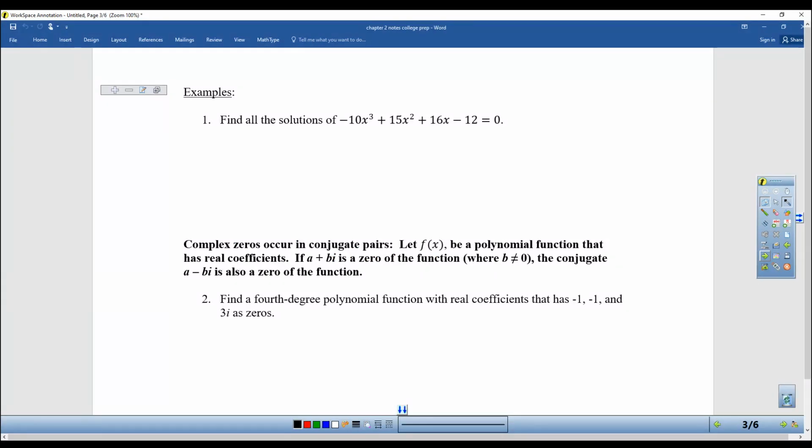Find all the solutions. So the point of asking this in a different way is just to try and show you that when you're solving something that's equal to 0, it's the same thing as finding the zeros. To solve when an equation is equal to 0 is the same as finding the zeros. So again, we're going to do that first one on our calculator.